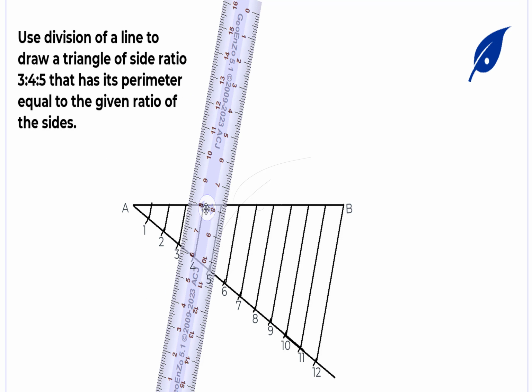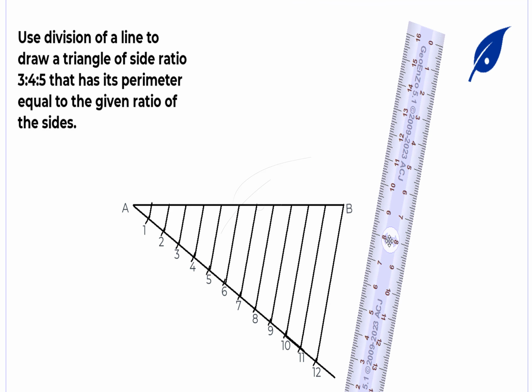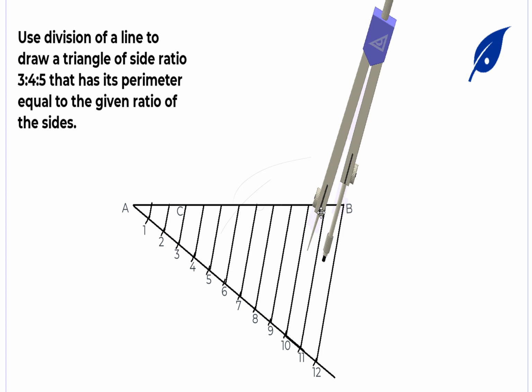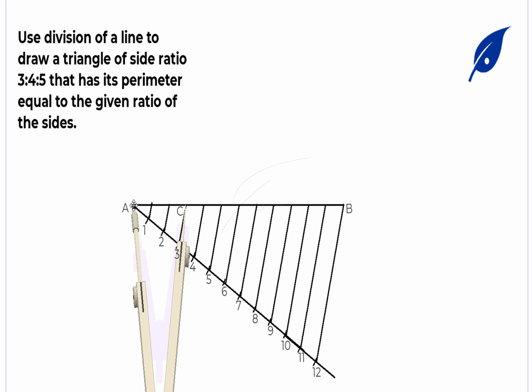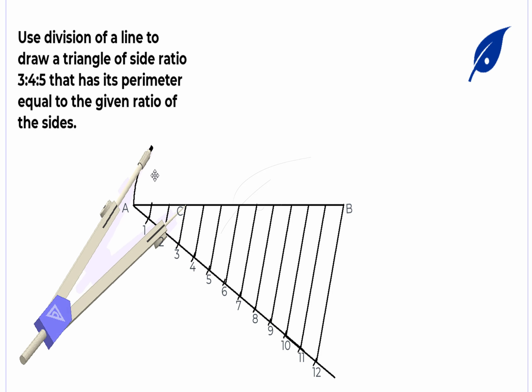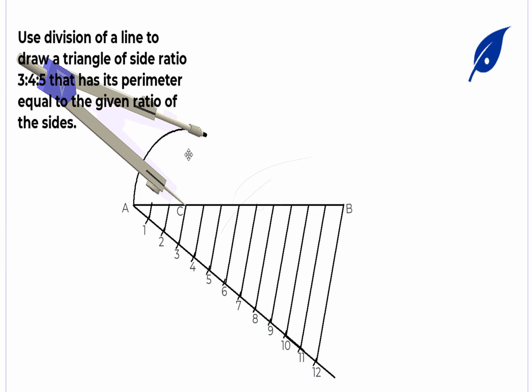So after getting the last point, we'll now start selecting our division. The first division is 3, so count 1, 2, 3. So getting the third point there, we'll now put the pin of our compass there, then open to the starting point, which is A. From A, we describe an arc. Now we're going to stop at this point, then move to the second division.